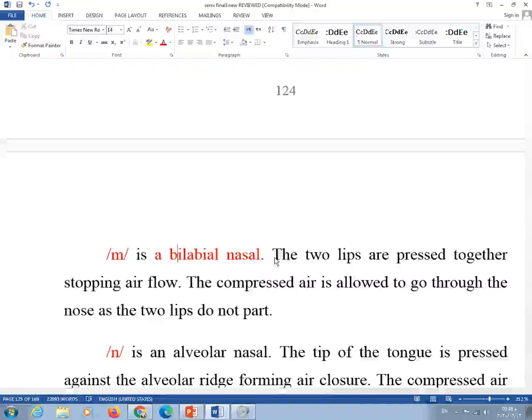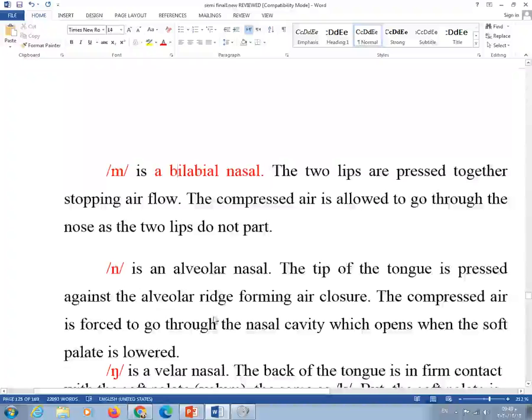The two lips in the M sound are pressed together, stopping airflow, and the compressed air is allowed to go through the nose as the two lips do not part. N is an alveolar consonant, alveolar nasal. Why? Because the tip of the tongue is raised to touch the alveolar ridge area, which is the area right after the teeth, and air goes also through the nose.